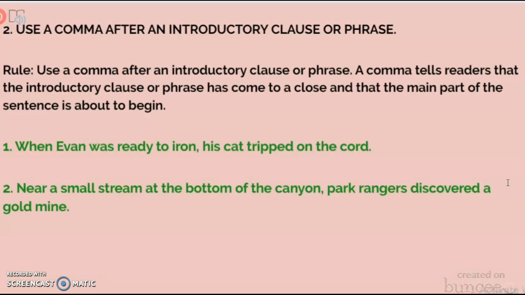An introductory clause, in other words, words that are introducing a second clause, has to have a comma between them. This second one is near a small stream at the bottom of the canyon. He's about ready to explain something to you. Park rangers discovered a gold mine. So always use a comma in that instance.